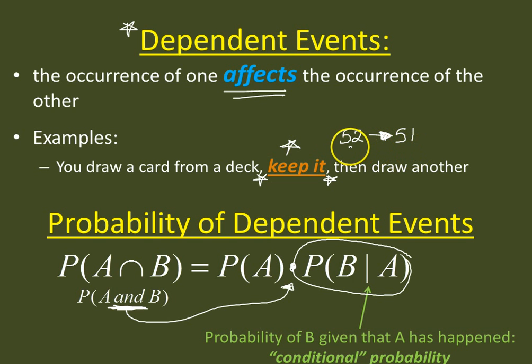Our example up here would be, we started with 52 cards. So that would be part of probability of A, but then if we keep that one card, then the second probability is only out of 51. That's our conditional probability. What happens as we go through the process, as things change? That's our conditional probability.